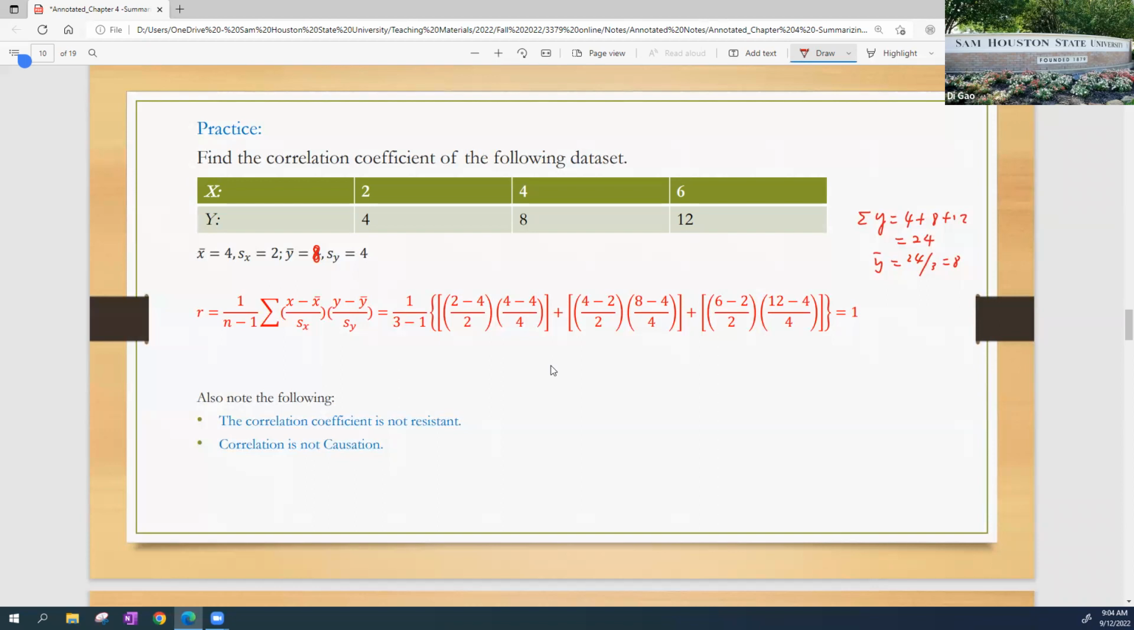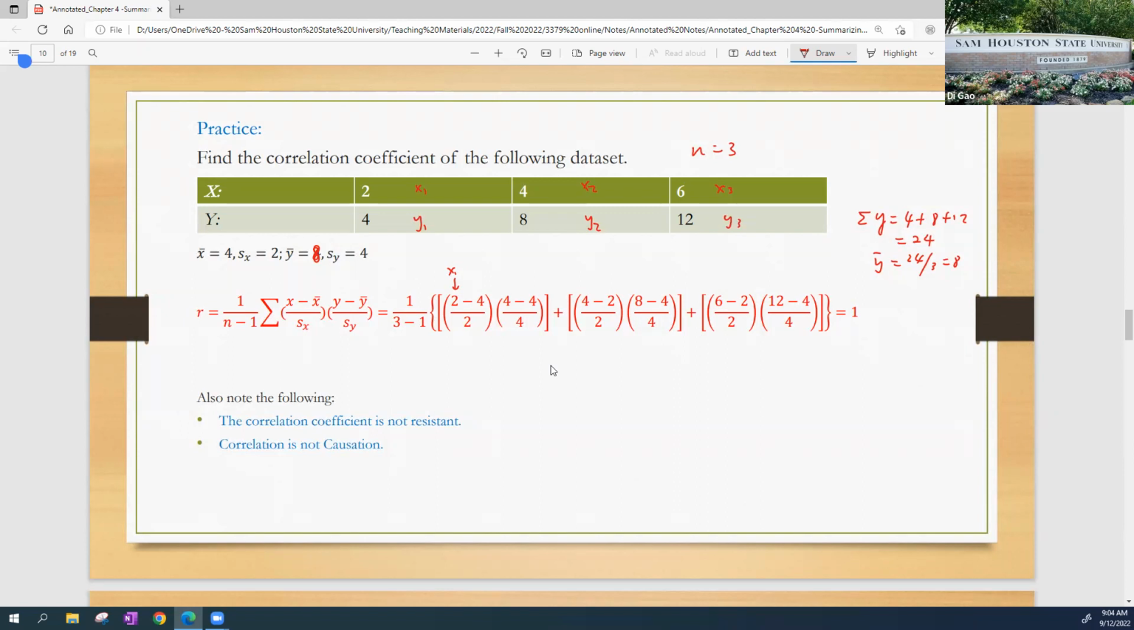And then how to apply this formula to calculate the correlation coefficient. So 1 over n minus 1. n equals 3 because we have 3 pairs of data, right? So that's 1 over 3 minus 1. And then we're going to expand this. 3 pairs, so we're going to plug in x1, x2, x3, y1, y2, y3, right?